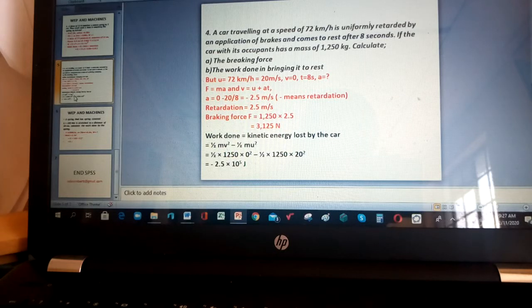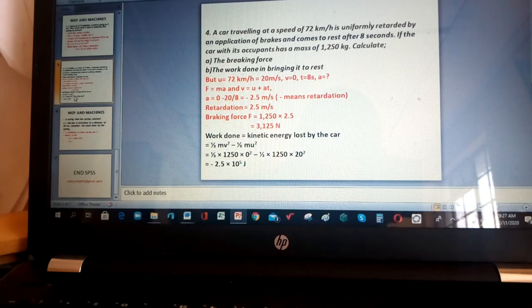Now let us address the second part, the work done in bringing it to rest. I am doing it from energy change point of view, and I would like you to do it from work is equal to force times distance. So this is what you should do. You will do it from work done is force times distance.